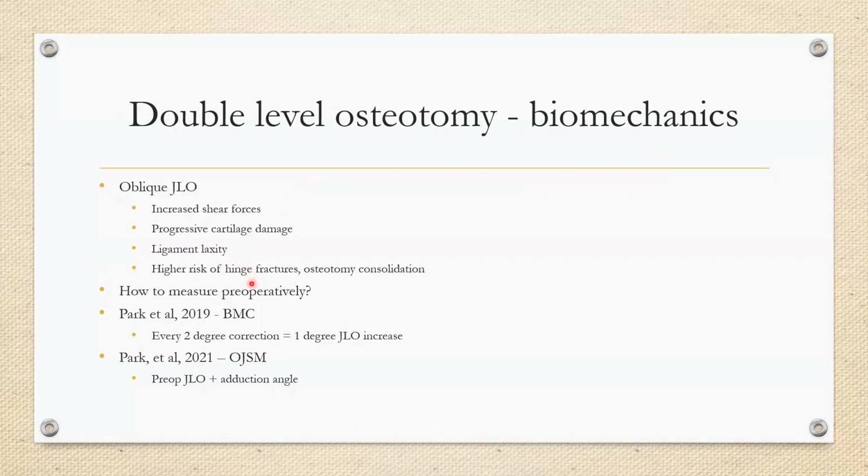Particularly postoperatively in high tibial osteotomies, the shearing forces cause an increased risk of hinge fractures, and they can also inherently destabilize the osteotomy construct and pose problems for osteotomy consolidation. So how do we measure the joint line obliquity preoperatively? How do we plan for it?